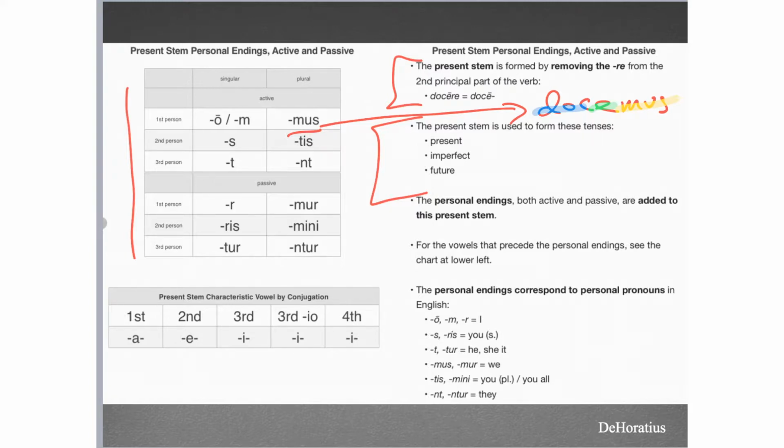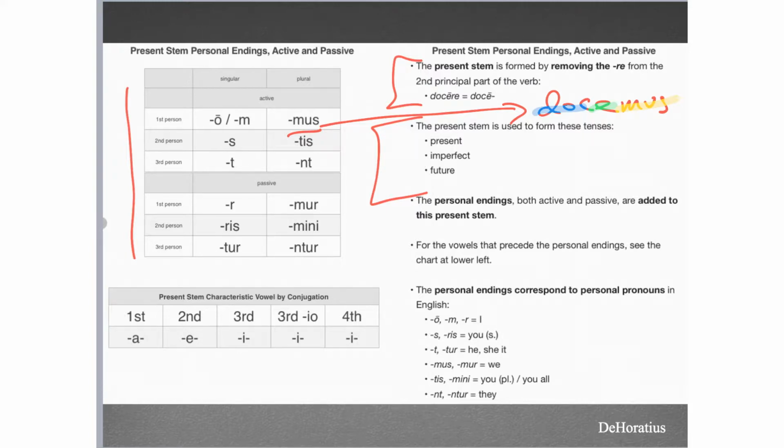The stem, of course, gives you the meaning. We know because of the DOC that it's from doceo, docere. The E tells us the conjugation, depending on the form, but serves as a transition between the stem and the ending. And then the ending, mus in this case, gives us the person and the number, or a little more simply, the pronoun, which is we.